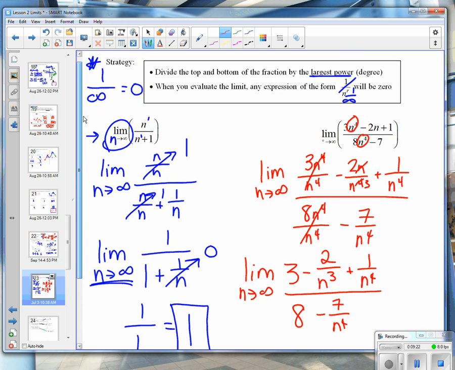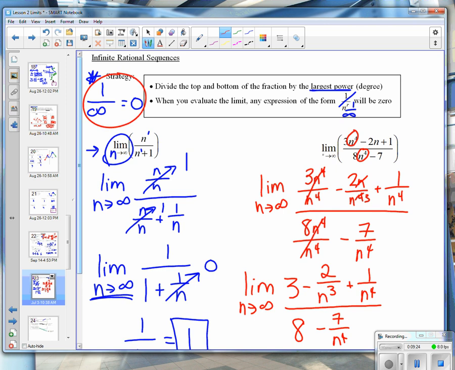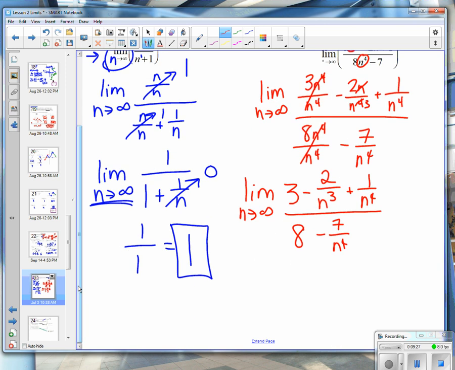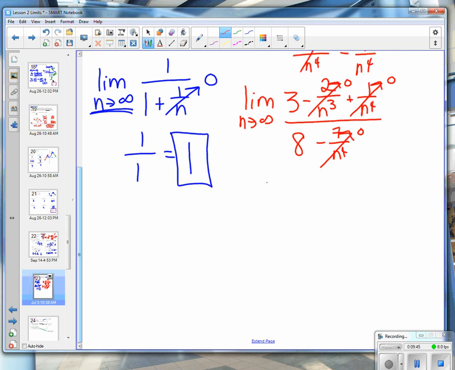Remember this guy here, super, super important. 1 over infinity is equal to 0. So any number divided by infinity is equal to 0. So this is going to become 0, right? Because 2 divided by infinity, 1 divided by infinity, 7 divided by infinity is going to become 0. So all we're going to be left with is actually 3 over 8. And that's going to be our limit of that function, 3 over 8.